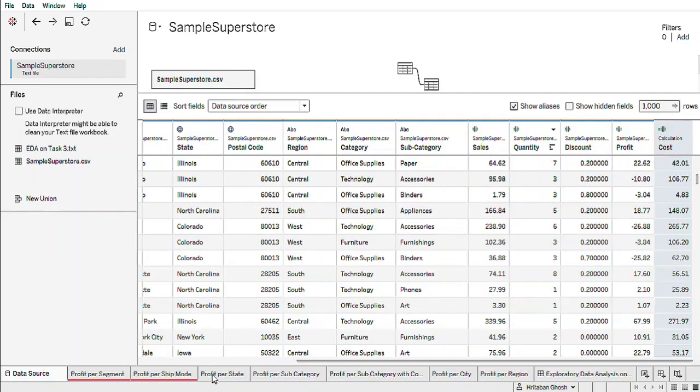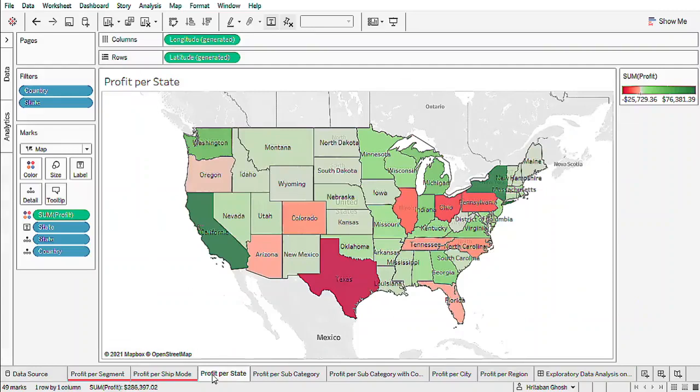So let us dive into the first view, which is profit per state. This view shows us which state makes the most profit and which state makes the least profit. Using this scale over here, we can see that the darkest of green implies that the state makes the most profit and the darkest of red implies the state makes the least profit.